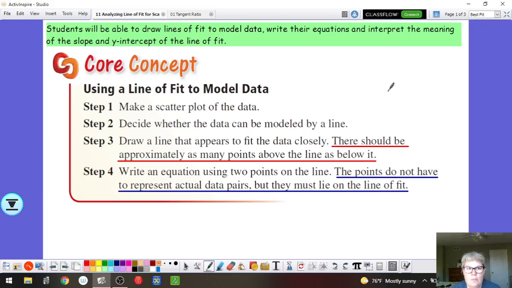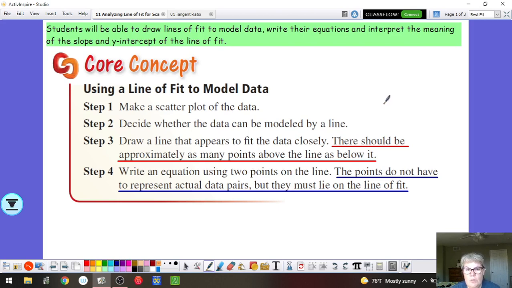Hi, it's Mrs. Garple, and we are going to take a look at scatter plots and lines of fit again in this particular lesson. What's going to be different with this lesson is we are going to be writing an equation using 2 points on the line. And once we have that equation, we are going to be using that equation to make a prediction.